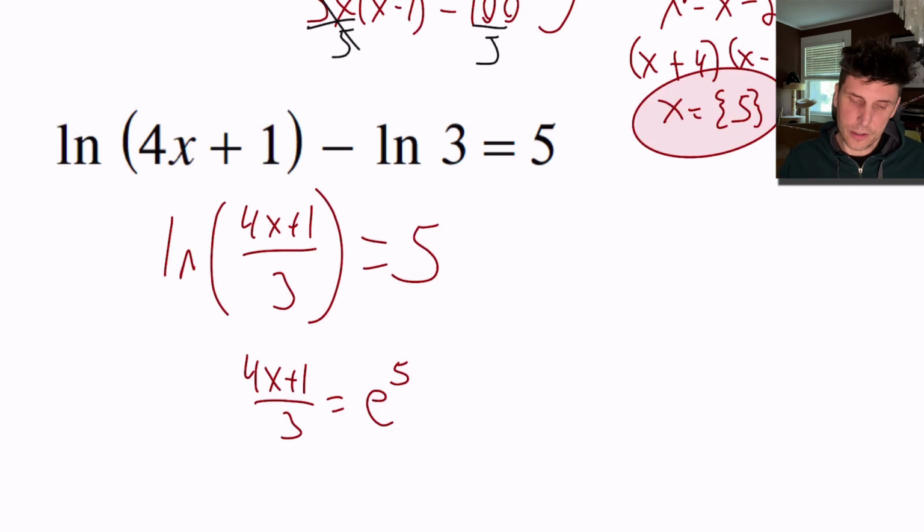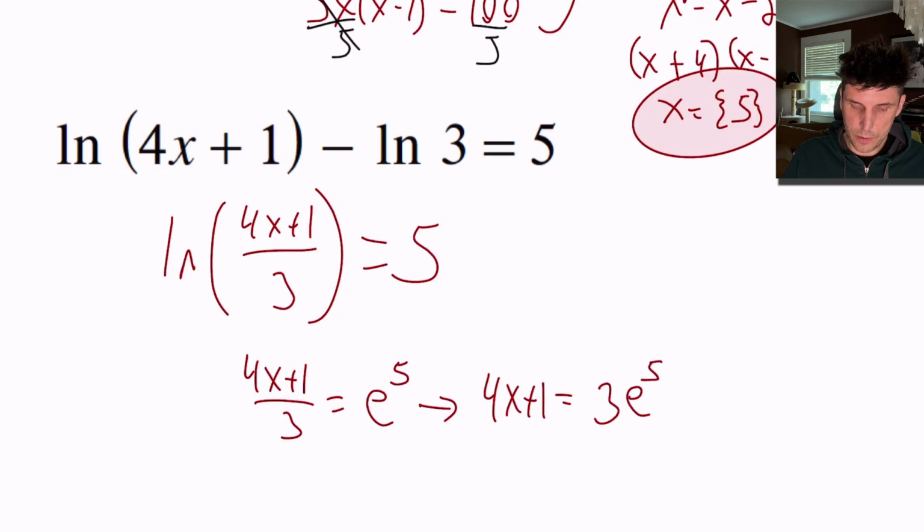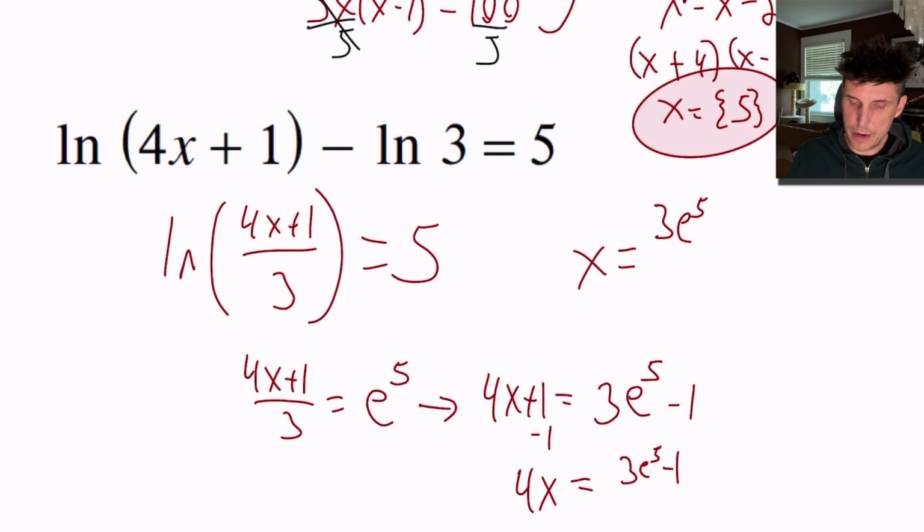And here, again, I don't have a calculator, so I wasn't asked to write this as a decimal. We're just going to have to write our answer in terms of e, and that's fine. That's completely fine. So I'm going to multiply both sides by 3. I get 4x plus 1 equals 3 times e to the 5th power. Subtract 1, so we have 4x equals 3e to the 5th minus 1. Then we divide both sides by 4. So our final answer is going to be x equals 3e to the 5th power minus 1, all divided by 4.